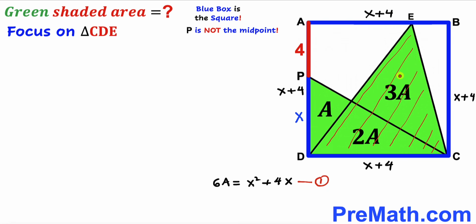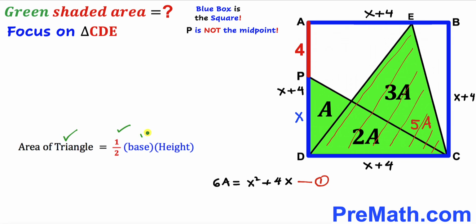Now we are going to focus on the other triangle CDE. This triangle CDE consists of these 2 individual triangles, whose areas are 2A and 3A. If we combine them, that gives us 5 times area A. Let's recall the area of a triangle formula once again: area equals a half times base times height. In our case, the base of triangle CDE is X plus 4, and the height of this triangle is X plus 4 as well.